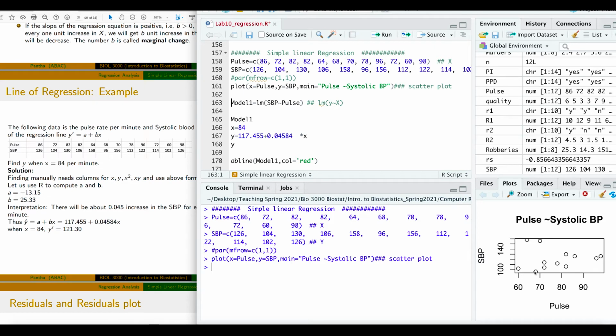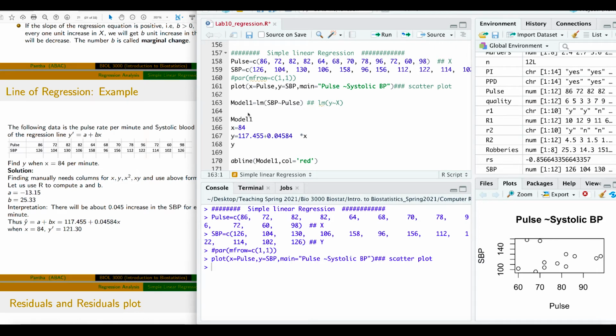You see that it doesn't look like very much of a relation or very much like a regression there. Okay, because an increase in one doesn't look like increasing the other one because of these two data sets. But we want to find out how it looks like.